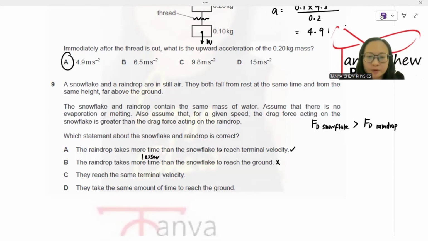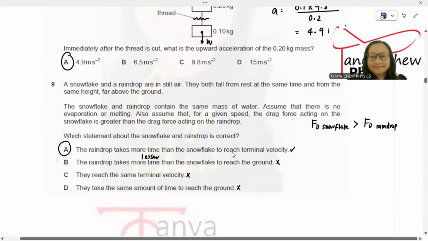C, they reach the same terminal velocity. It cannot be true. Why? Because the drag force experienced by the snowflake is larger than the raindrop, so they cannot reach the same terminal velocity. D, they take the same amount of time to reach the ground. It cannot be the same as well because the drag force experienced by the snowflake is larger as compared to the drag force experienced by the raindrop. That is why statement A is correct.